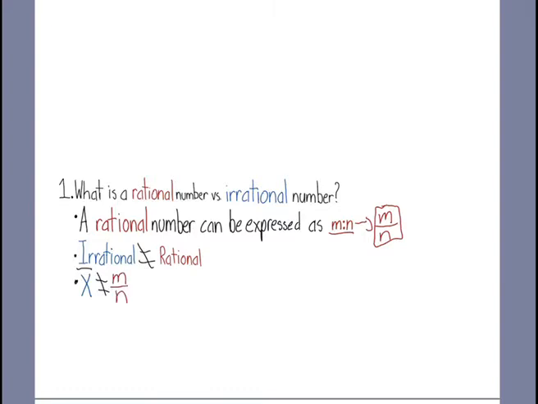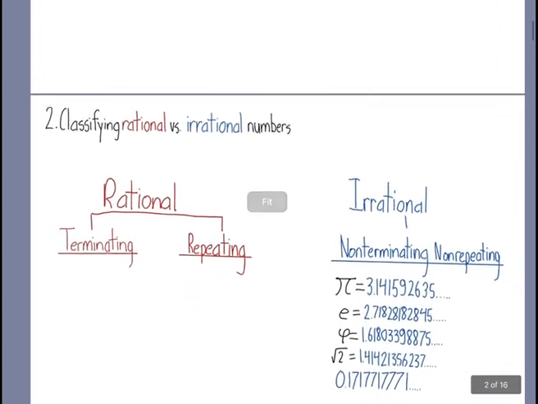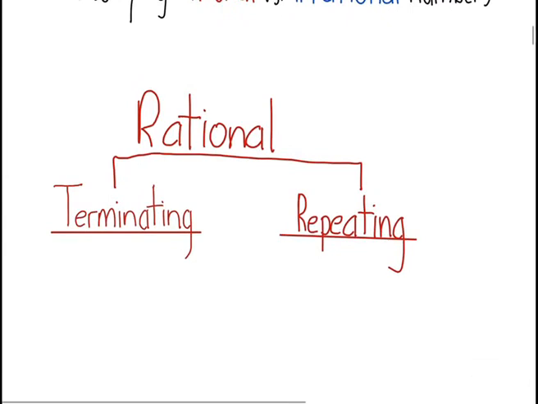So, now that we've defined what a rational number is and an irrational number, let's talk about how we can classify them. First, let's focus on rational numbers. Rational numbers can be either terminating or repeating. Now, what does that mean? What does it mean when a number is terminating? Well, I'll describe it through an example.